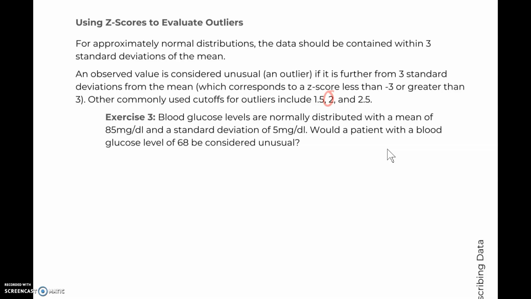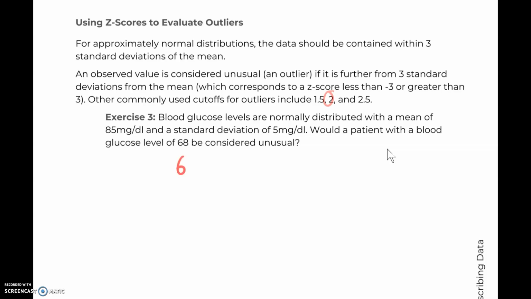So let's look at an example. It says blood glucose levels are normally distributed with a mean of 85 milligrams per deciliter and a standard deviation of 5 milligrams per deciliter. Would a patient with a blood glucose level of 68 be considered unusual?